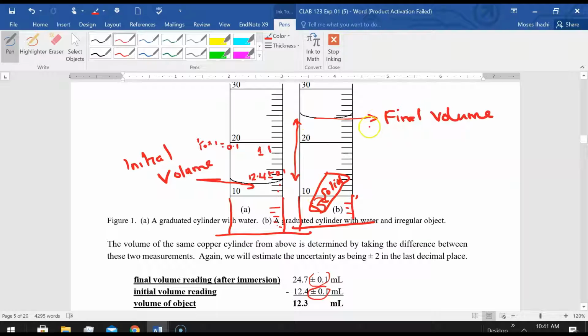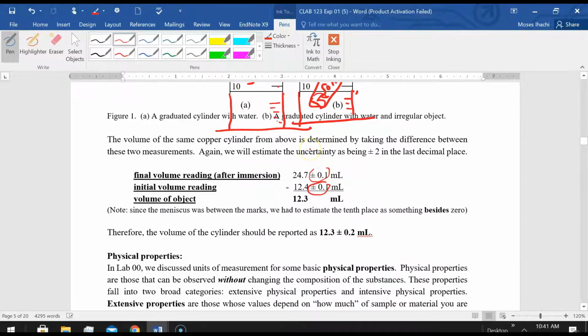So the final volume here is a 24 for sure, but it's somewhere above 0.5, so let's guess 24.7, and we're going to give it plus or minus 0.1 because each of these lines is a 1. Again, a tenth of 1 is 0.1. So subtract, you're going to get the volume of the object by subtracting. So in this case it's 12.3. We're not reporting the uncertainty yet. There's math that determines that.